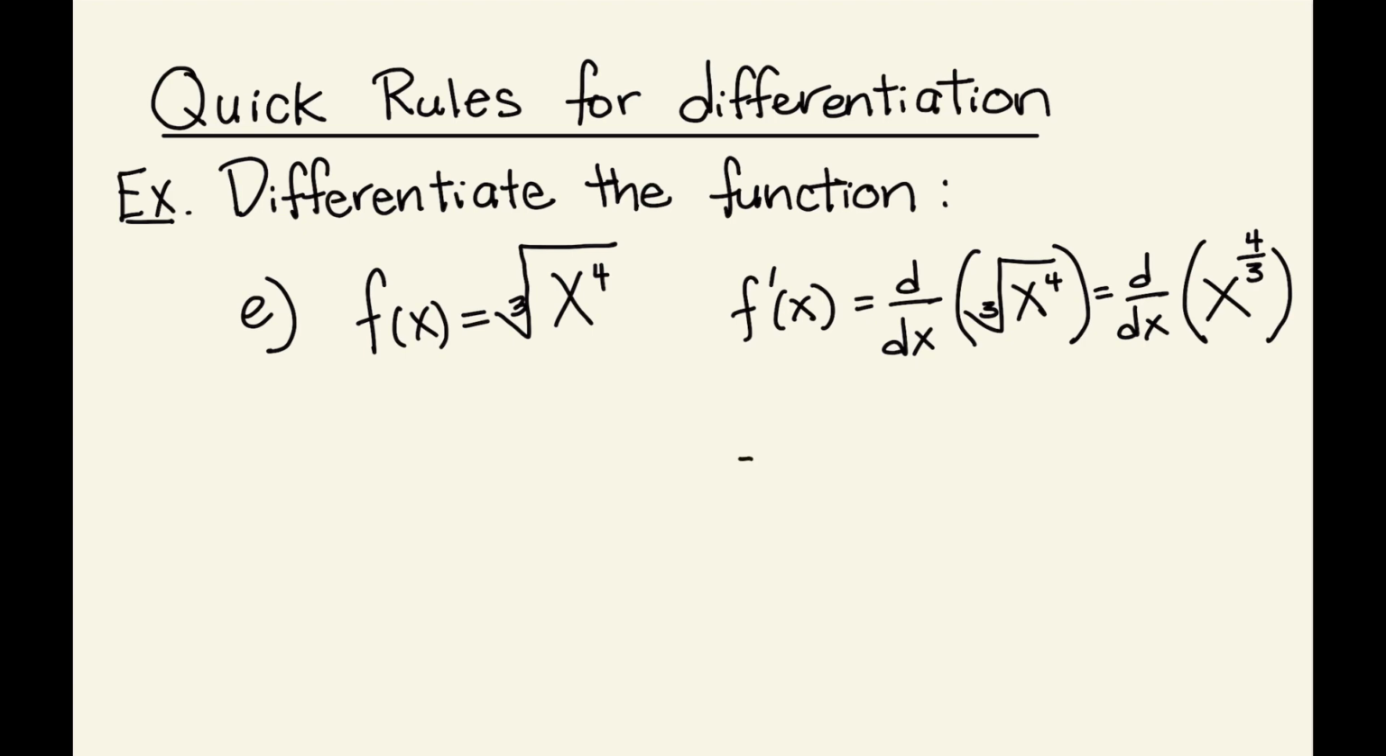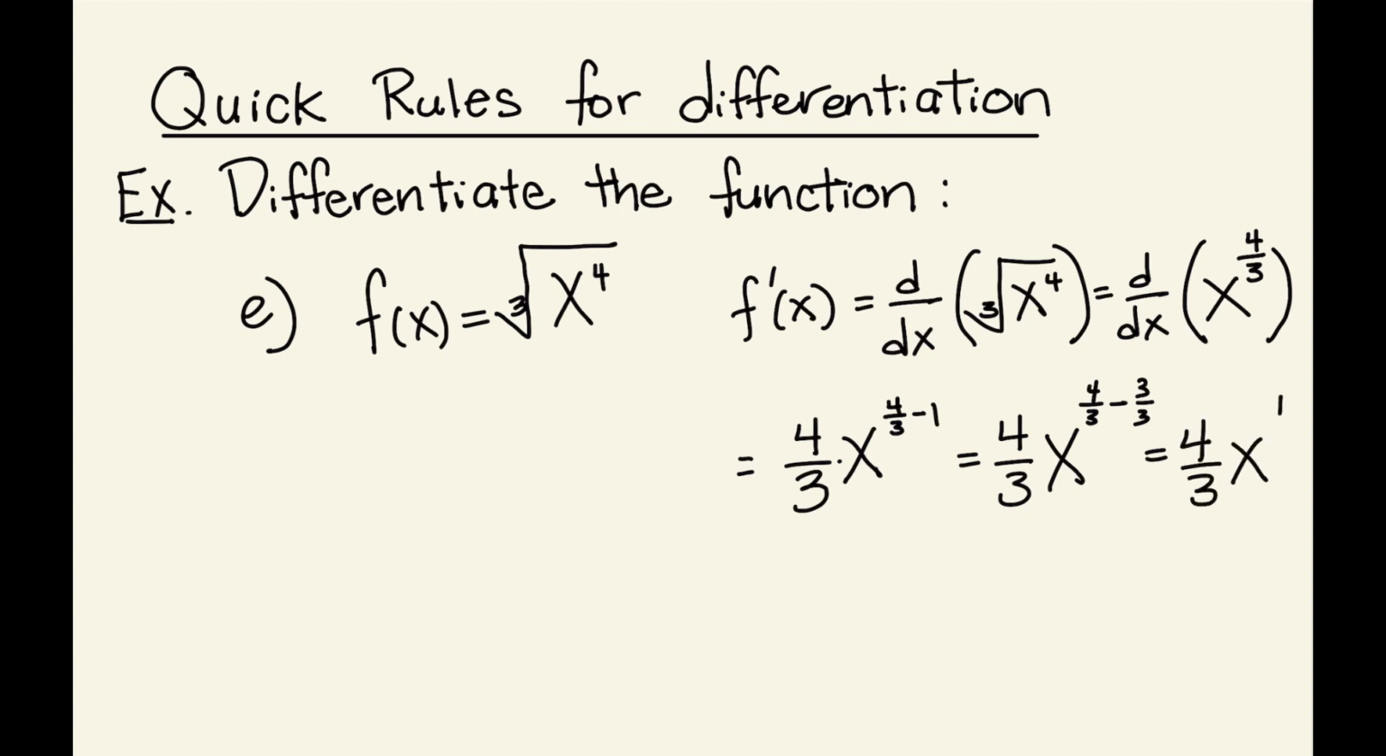And if I use the power rule here, I have 4/3 times x, and then I have 4/3 minus 1. So this is equal to 4/3 x to the 4/3 minus 3/3, which is equal to 4/3 x to the 1/3. Okay, and we can rewrite that as 4/3 cube root of x, and then we're done.